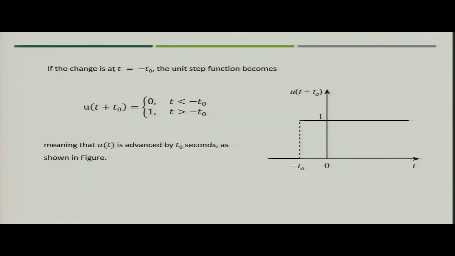Now, if you change t to minus t naught, the unit step function will become u(t + t naught), and the value would be 0 and 1. It will be 0 when t is less than minus t naught, and it will be 1 when t is greater than minus t naught. You can see from the figure also that just before minus t naught it is 0, and just after minus t naught it becomes 1. In this way you can say that the unit step function is advanced by t naught seconds.